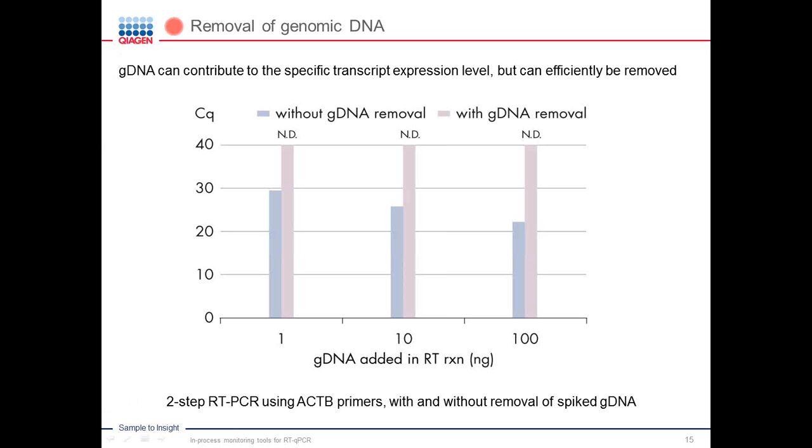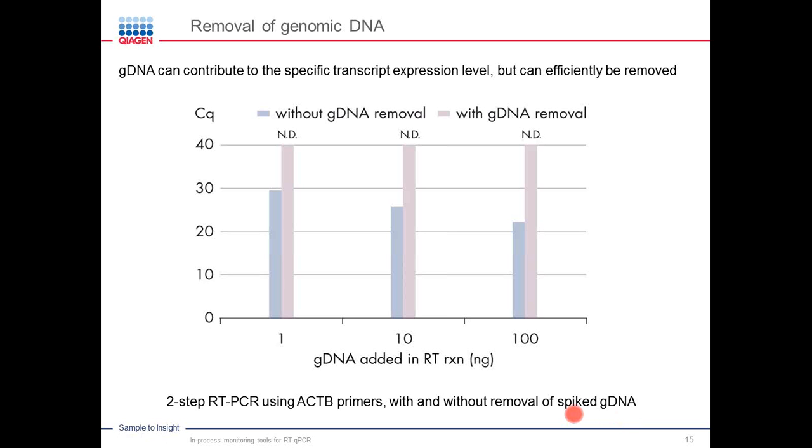I mentioned genomic DNA being a potential issue, adding an additional non-specific signal to the specific transcript signal. And here's a data set that shows that genomic DNA being spiked into an RT reaction can create quite a substantial signal. The blue bar indicates a signal being created by gDNA, which is spiked into our reaction, but we have not utilized any reverse transcriptase here.